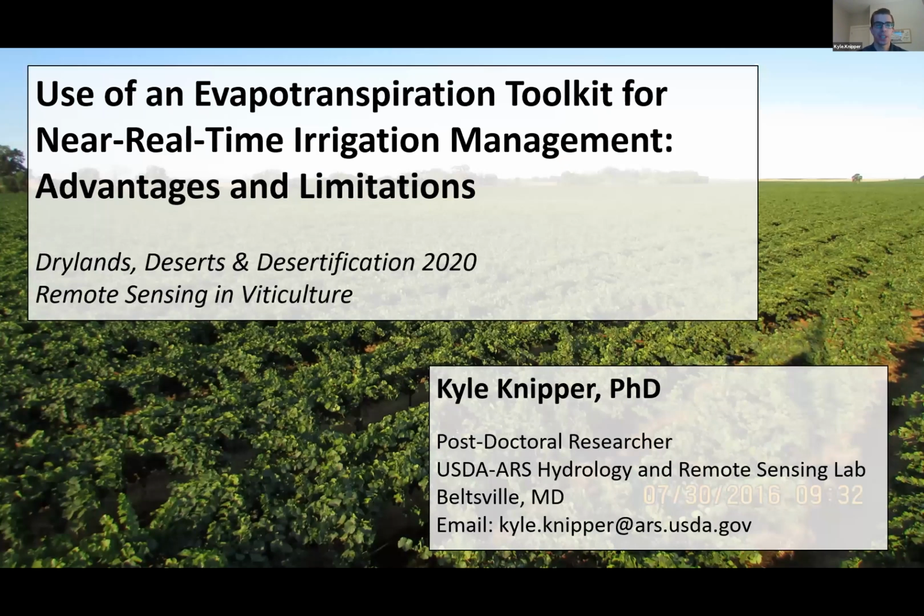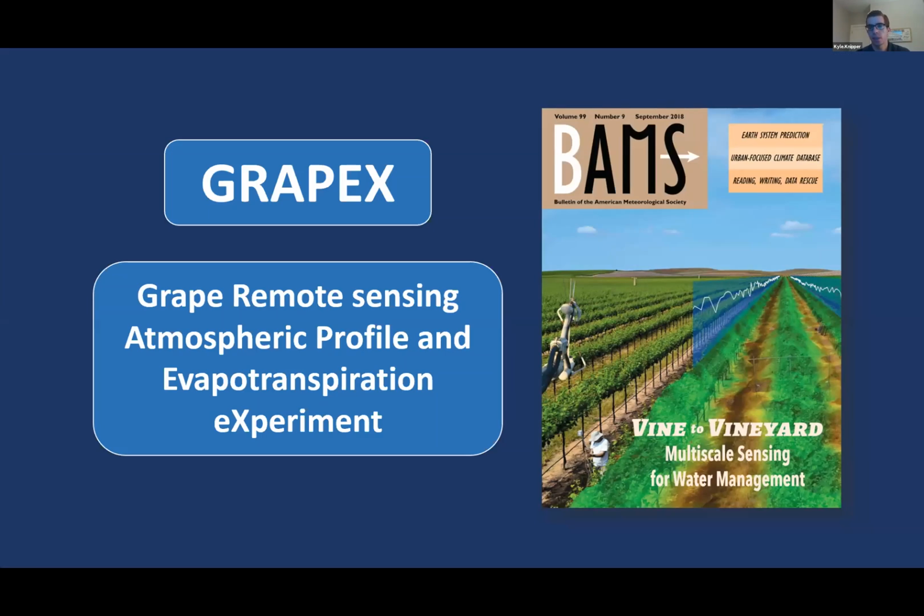So I already mentioned I'll be talking about the use of an evapotranspiration toolkit for near real-time irrigation management and the advantages and limitations that we found when doing so. Now, like the previous talks and the talks that were also on Monday, this whole project is part of the GRAPEX experiment and project. I want to thank all those that have contributed to the project, and it's been a large success, and I think that's because of the team that's been involved so far.